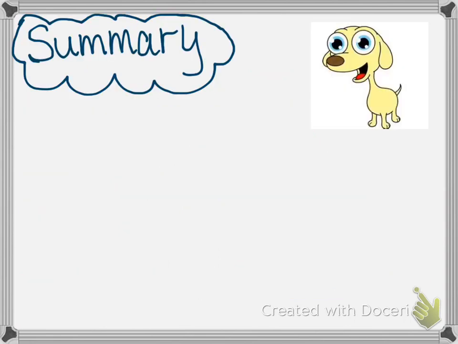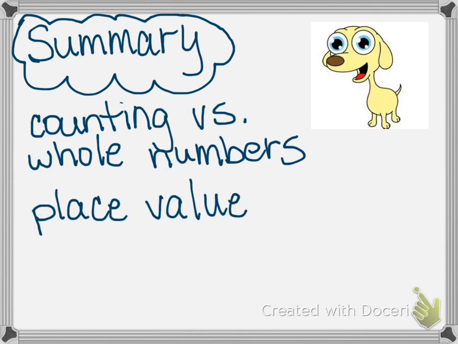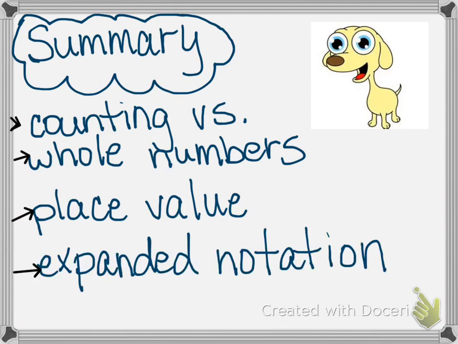Okay, so our summary today. We talked about counting versus whole numbers. Our counting numbers are all the numbers except 0, because when we count, we don't start with 0. Our whole numbers include all of the numbers and 0. We talked about place value and how to put numbers or digits in the correct places on a place value chart and what their value is. And we touched on expanded notation, where we kind of take apart those numbers and add their values together to get the number.